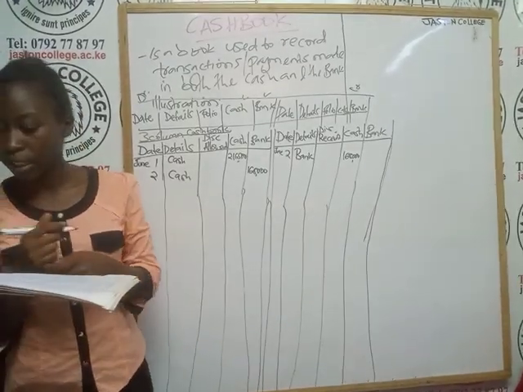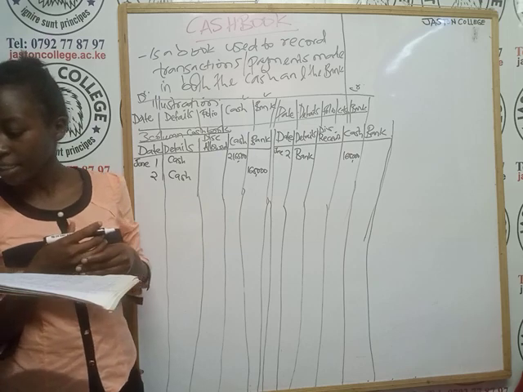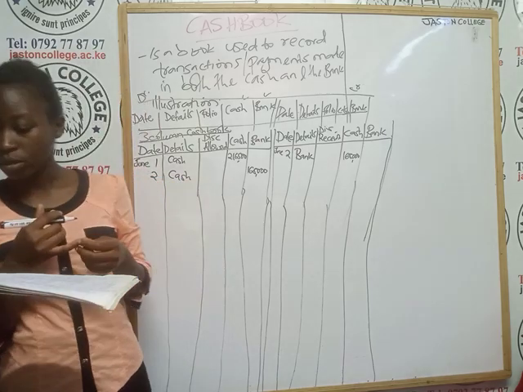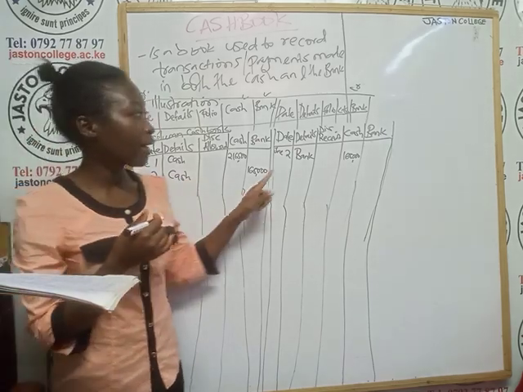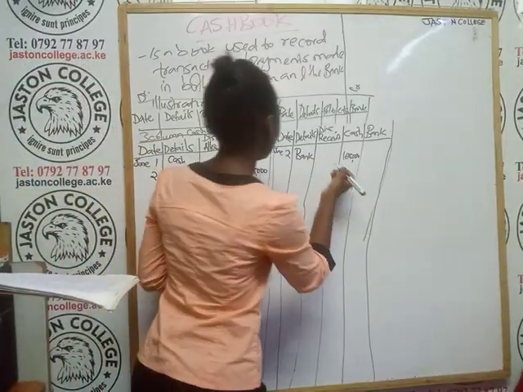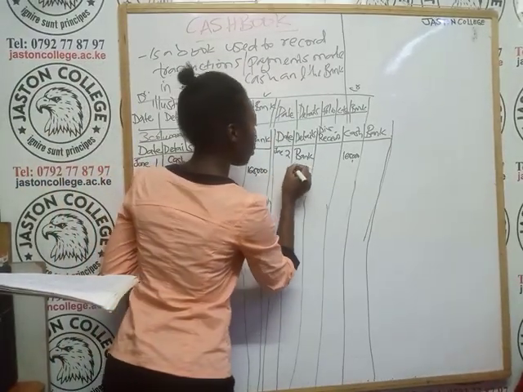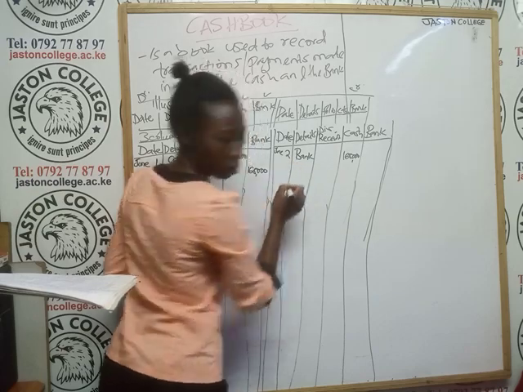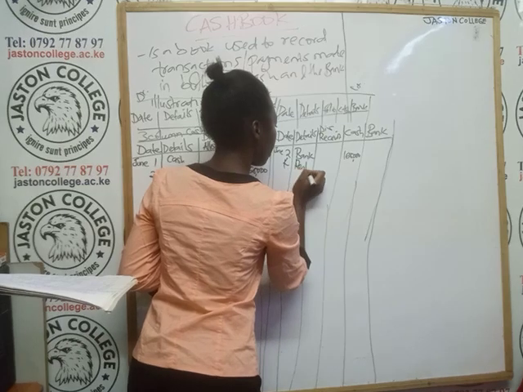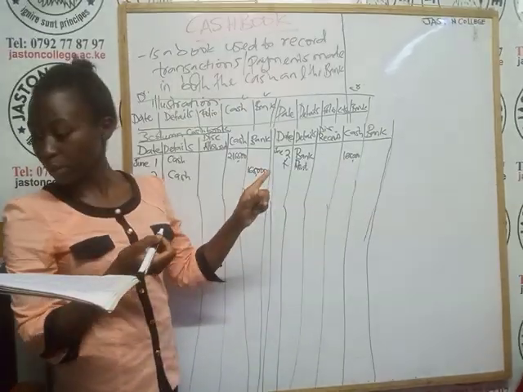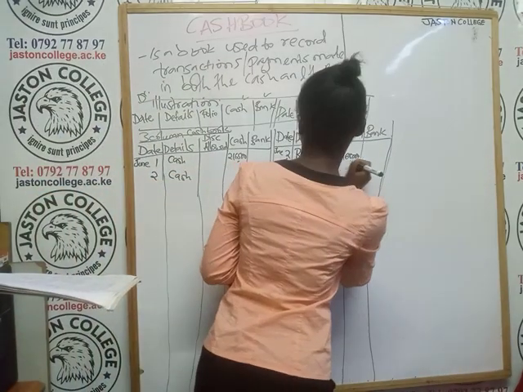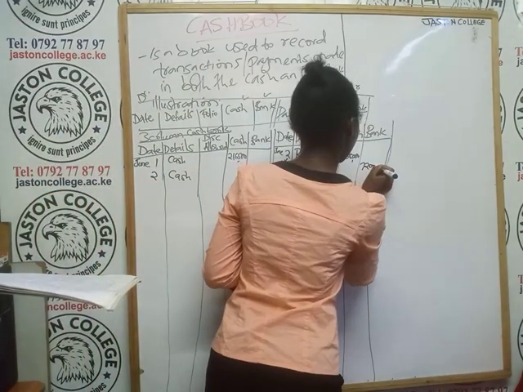Note 3, we are told he paid by check 6 months rent in advance. That was 72,000. So our bank account reduced. Because of rent, on 4th, our bank account reduced by 72,000.